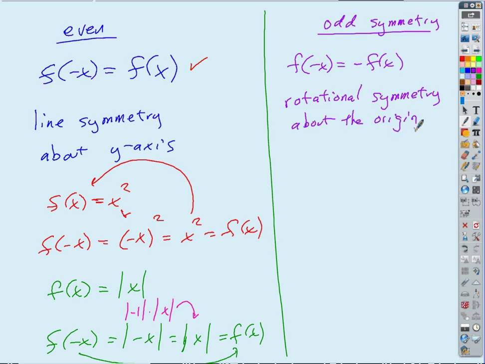And we'll talk a lot more about this when we talk about polynomials, and that's really where the names come from. Our even and odd comes from the way these symmetries work with polynomials. So we'll revisit this again later in the year, and it'll make a little more sense probably. But think about what rotational symmetry is. Now go back to geometry, right?